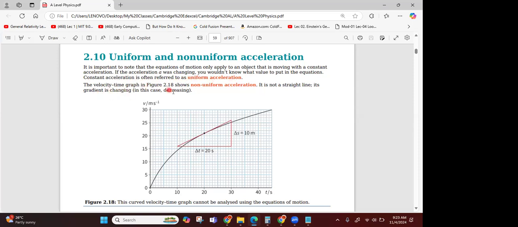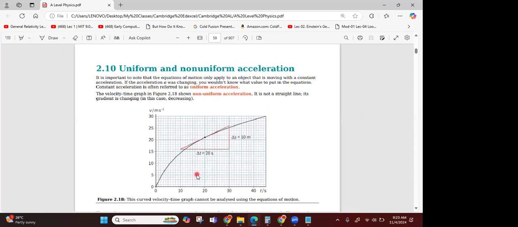The velocity time graph shows non-uniform acceleration. It is not a straight line, its gradient is changing. In a velocity time graph, we know the gradient is the acceleration, right? But here it has one gradient, here another gradient. So throughout the motion, the gradient is changing. So therefore, this is non-uniform acceleration. Is that clear? Okay.